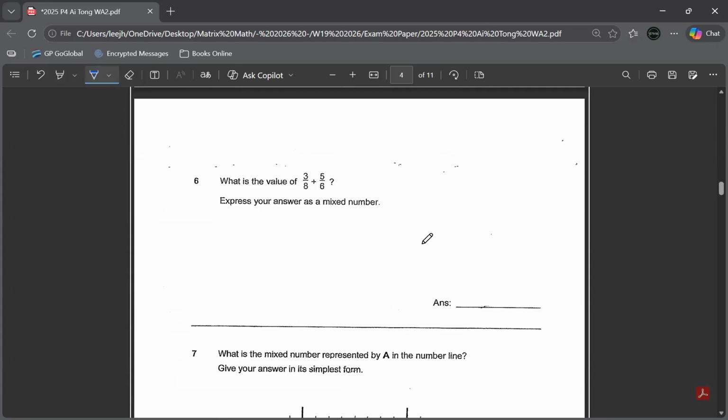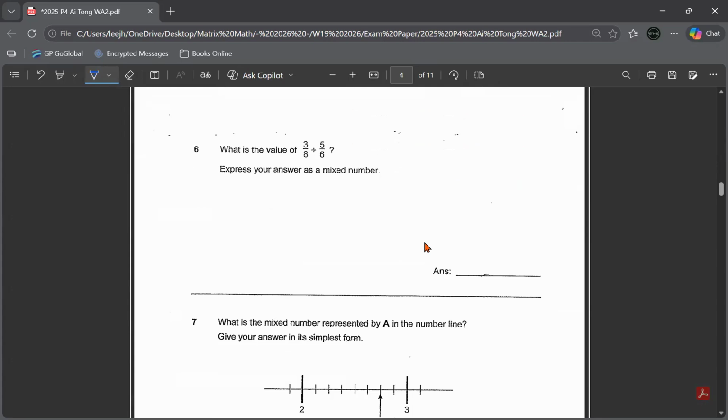Question number 6. What is the value of 3/8 plus 5/6? Express your answer as a mixed number. So I'm going to write out my equation, 3/8 plus 5/6. If you look at the denominators, they are actually not the same. When we do fractions, we always change to the same denominator. So 8 and 6, if your multiplication is very good, you should know that both will be changed to a denominator of 24. So this one times 3, times 3.